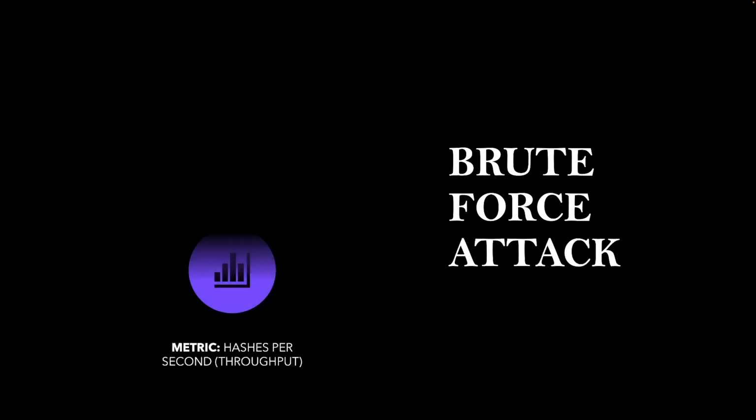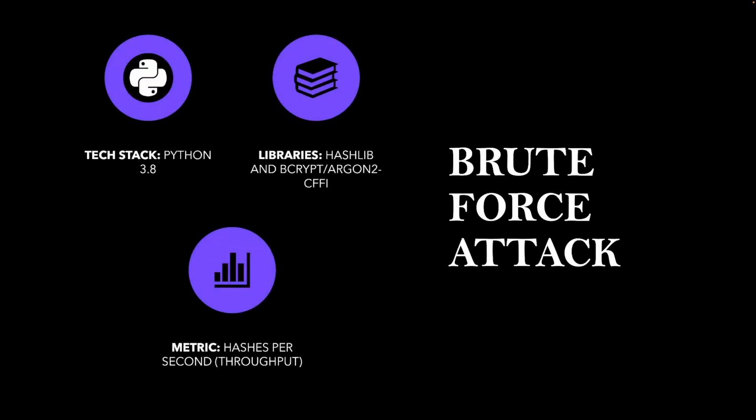We built a script to simulate this data breach brute force attack. This script will allow us to benchmark different algorithms and measure these computational costs. It's built in Python 3.8 and uses the standard hashlib library for legacy algorithms like MD5. For modern algorithms, we use specialized libraries like Bcrypt and Argon2-CFFI. Our primary metric is the throughput, which measures how many guesses an attacker can attempt in a single second.